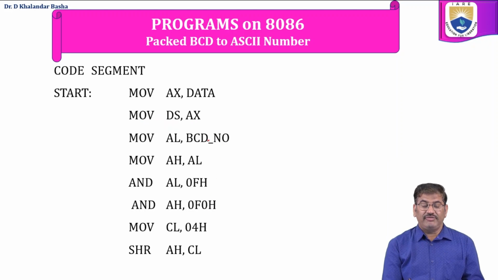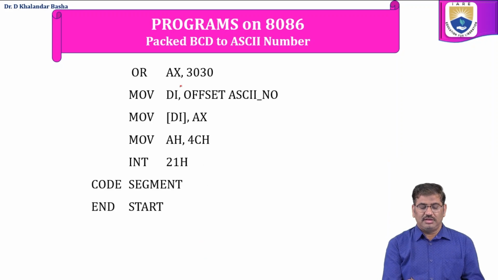Then the BCD number will be loaded into AL as well as AH by using the instructions MOV AL, BCD number and MOV AH, AL. Then for retrieving the lower 4 bits of the AL contents, AND AL, 0FH. For retrieving the upper 4 bits of the AH register, AND AH, 0F0H. For this upper nibble to move to the lower nibble, we will shift the contents towards the right side by 4 bits. So we will load the number of shift operations into the CL register by using MOV CL, 04H. Then SHR AH, CL shifts the AH contents towards the right side by the 4 bits specified in the CL register.